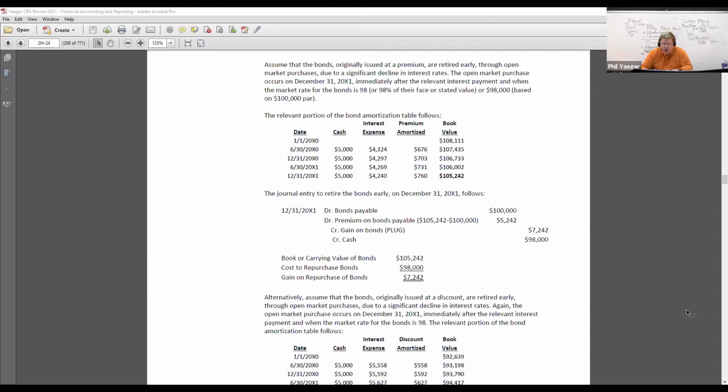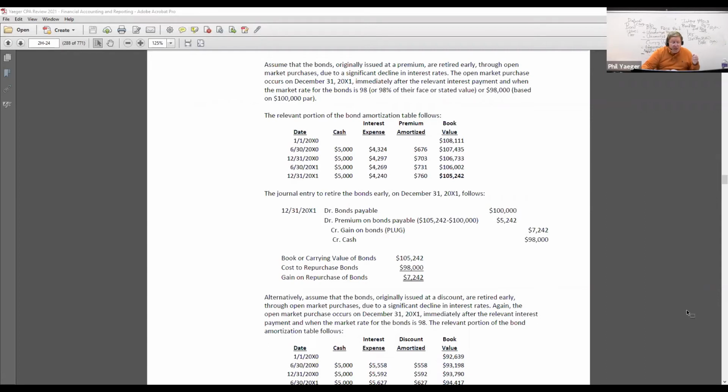Now here's the journal entry to retire the bonds early on December 31st, 20X1. First of all, the bonds payable are debited for $100,000. You see that? Because that's the face amount of the bonds.